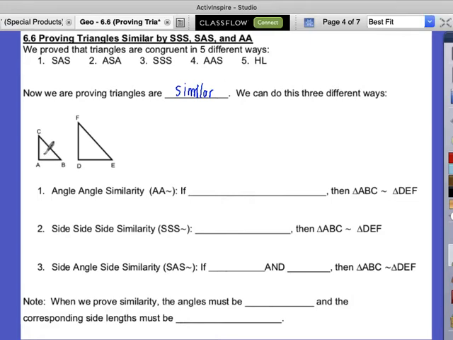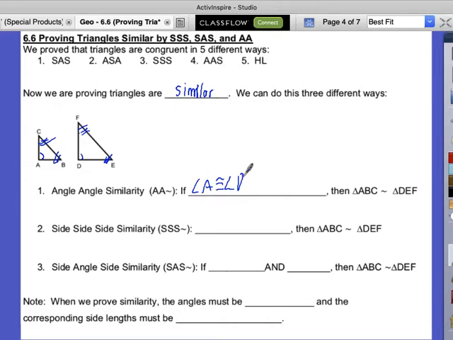So let's say that we know angle A is congruent to angle D. We know angle B is congruent to angle E. What do we automatically know? What do we know about the other angles? The third angles have to be congruent. If we know these 2 pairs of angles are congruent, we know the third pair of angles have to be congruent.